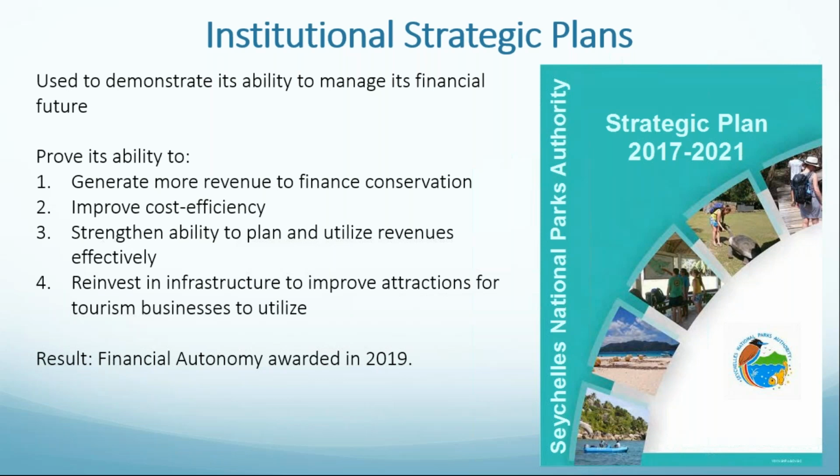So they wanted to try and demonstrate how improving their financial future could also generate much greater multiplier effects for the local economy. And as a result, they were able to justify for a financial autonomy status, which was awarded at the start of this year.